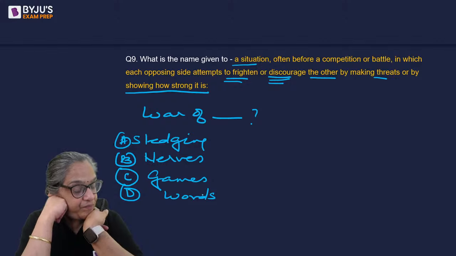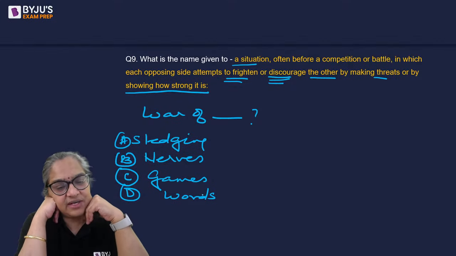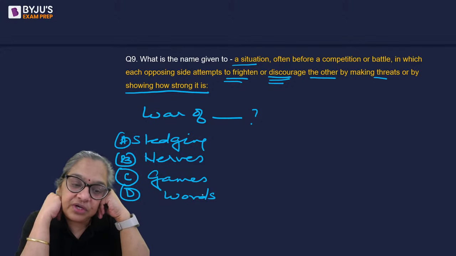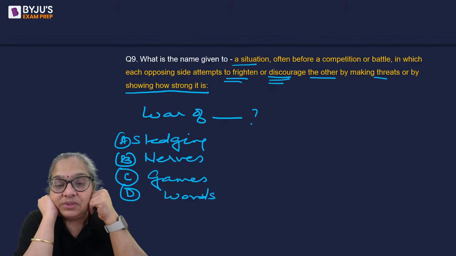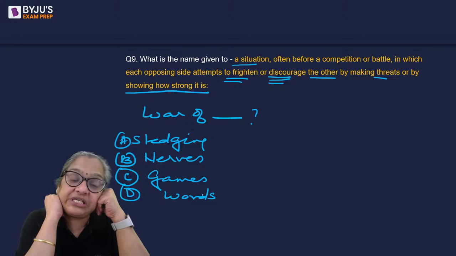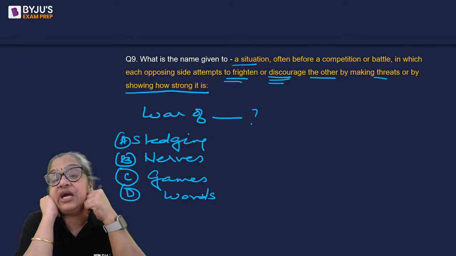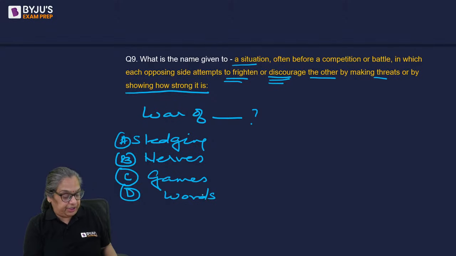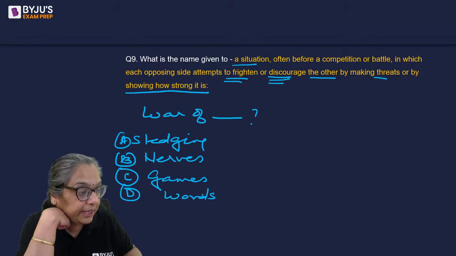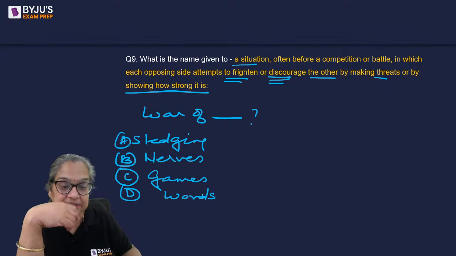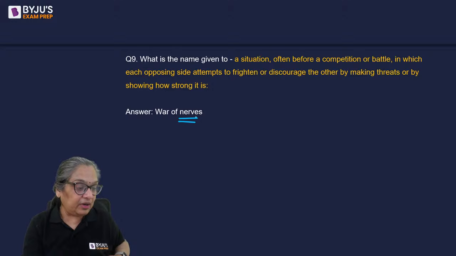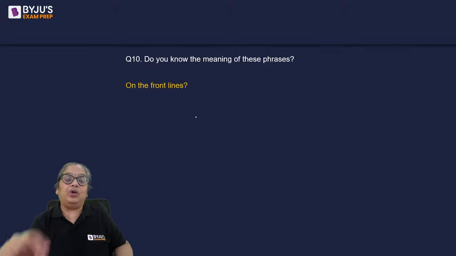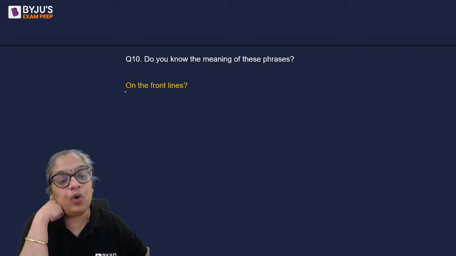What kind of war is that called? Question 9. Guess, doesn't matter. Sledging, war of sledging, war of nerves, war of games, war of words. Where each opposing side attempts to frighten or discourage the other by making threats or showing how strong one side is. Quickly. Question 9. What war is that? It's called a war of nerves. All right? Okay. Do you know when they say you are on the front lines?